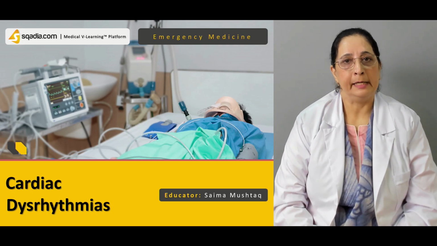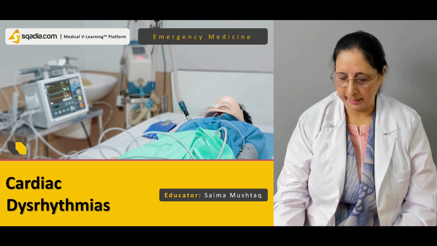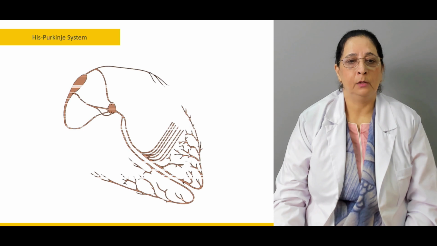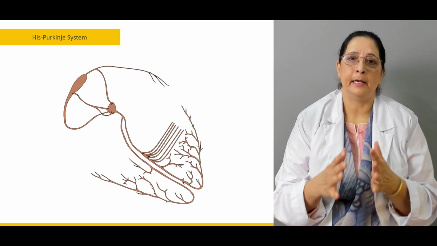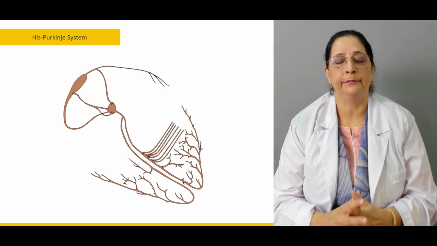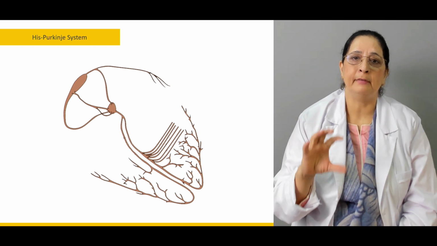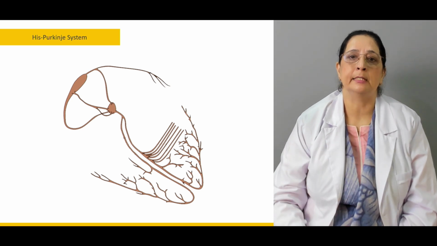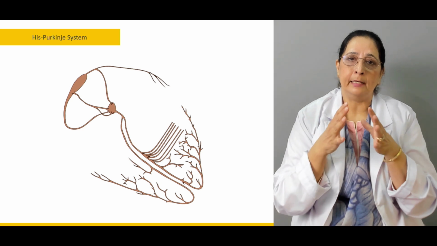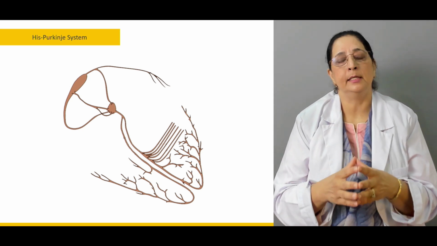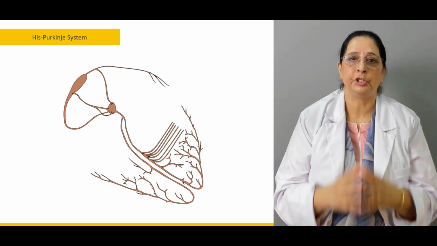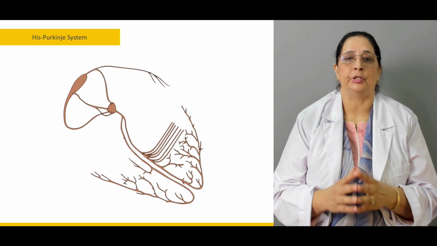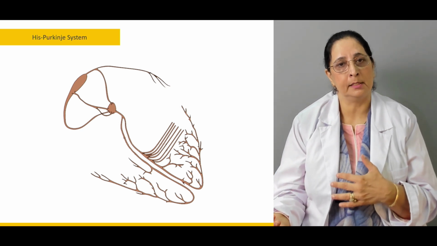Let's begin with our lecture, Cardiac Dysrhythmias. First, we will go over some anatomical essentials of the cardiac dysrhythmia, and then we will discuss how the normal conduction system of the heart works. When there is a disturbance in this cardiac conduction, or conduction of impulses through the normal anatomical structures of the heart, then dysrhythmias develop.